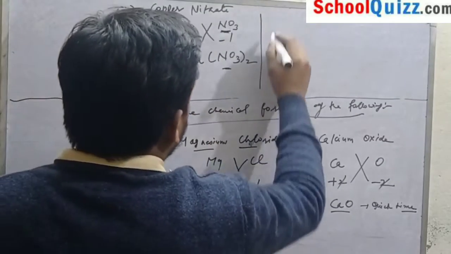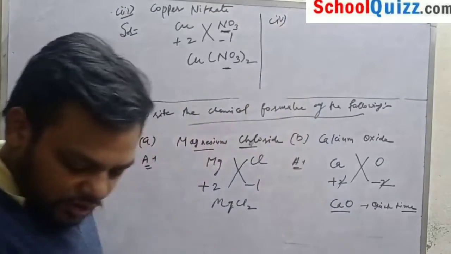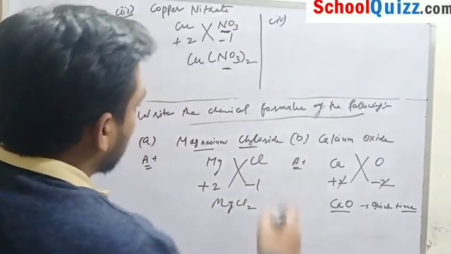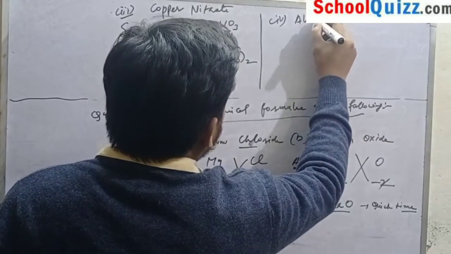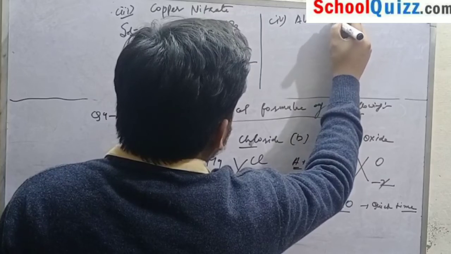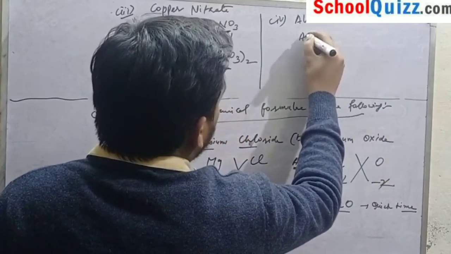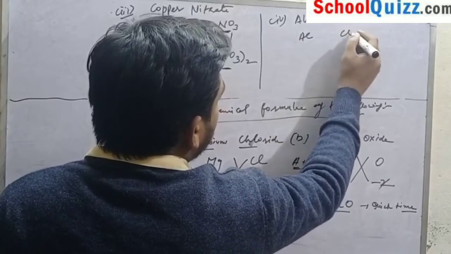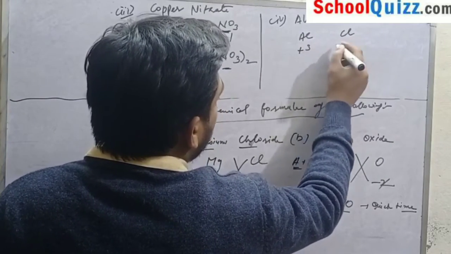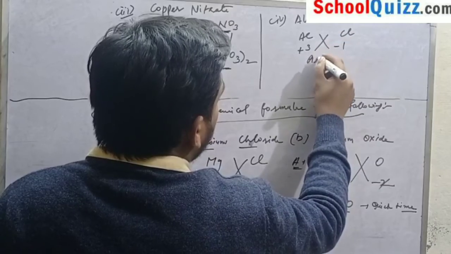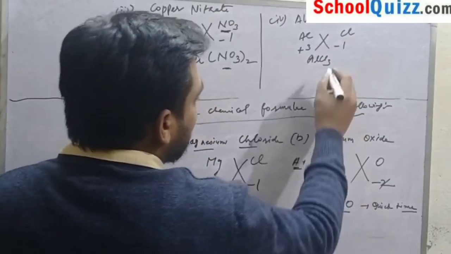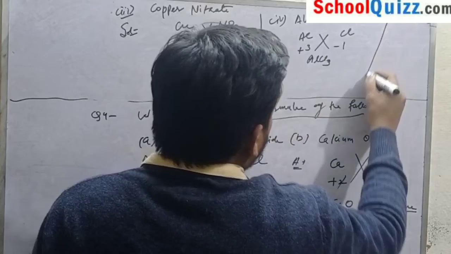Now we will proceed to formula number 4, that is aluminium chloride. The aluminium symbol is Al, chloride is Cl. So it is +3 and -1. So AlCl3.